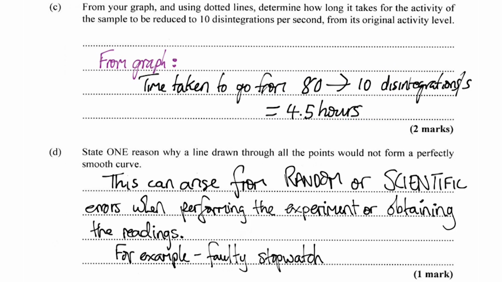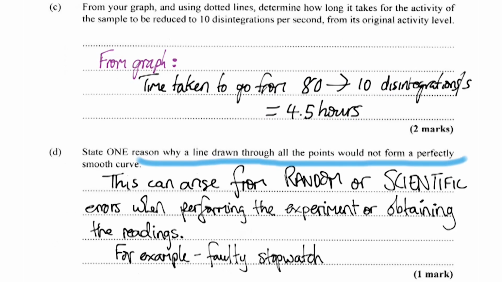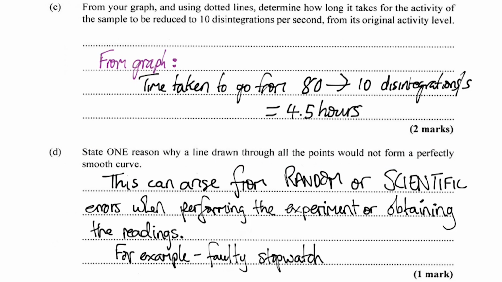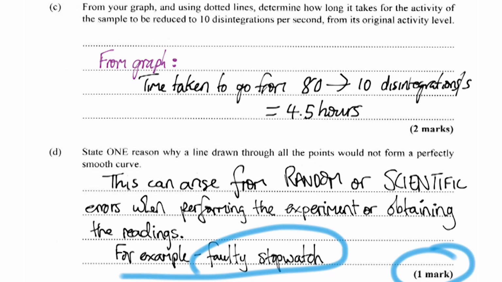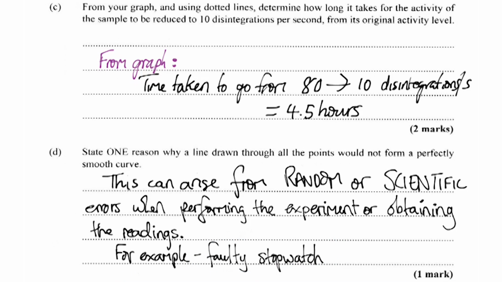So that's 4.5. State one reason why a line joined through all the points will not form a perfectly smooth curve. Well, there's errors. You could get different types of errors. Go and research errors right now: types of errors, random, systematic, and I think you have another one. So go and check them out. You could get errors when performing the experiment. Give a little example just to make sure that a one-mark question can never slip out, like a faulty stopwatch or experimental error on the experimenter's part, whatever.